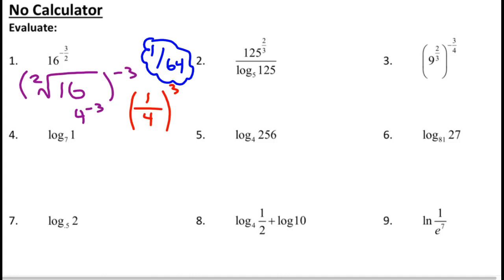log of 125 base 5 on the bottom and 125 to the 2/3 on the top. So we have a whole bunch of crazy exponents and logs. 125 to the 2/3, that's the same as the cube root of 125 squared. The cube root of 125 is 5, and 5 squared is 25. So my numerator is going to be 25.